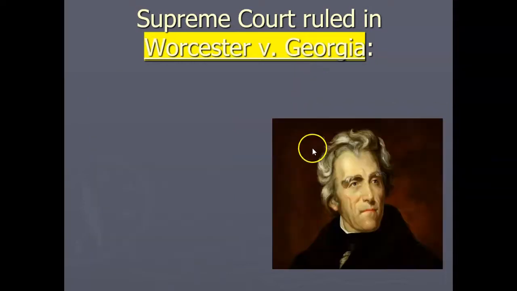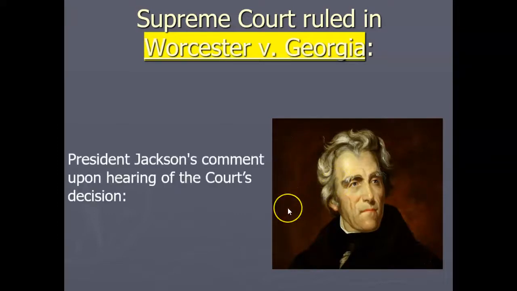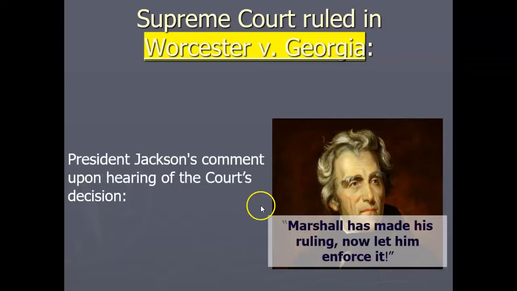But as we know, Jackson is in favor of this legislation. And so here is a strange comment that he supposedly said when he heard of the court's decision. "Marshall," meaning John Marshall, "has made his decision, his ruling, now let him enforce it."